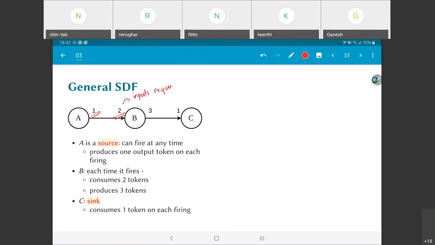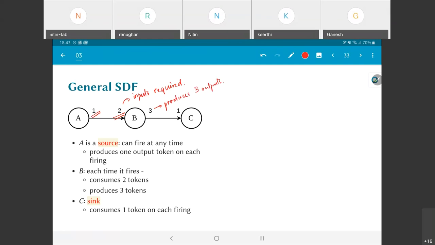Right? Every time that I want to fire B even once, the term fire in this case basically means execute or do whatever operation B is supposed to do, I need at least two inputs to have come from A. And in turn, what does B do? It does all its processing and produces three outputs every time that it fires.